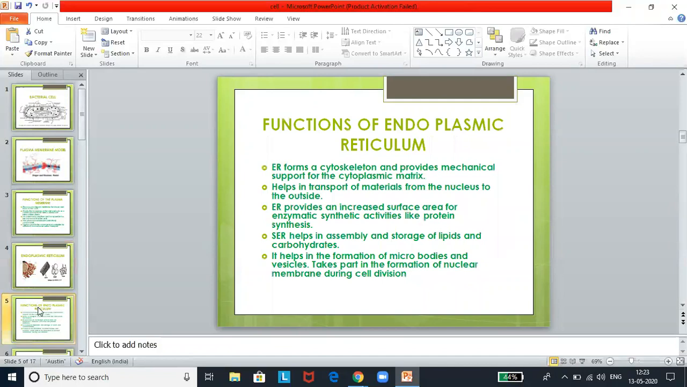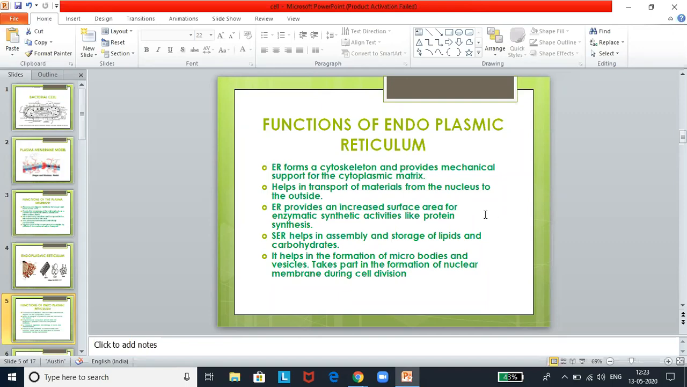Now let us look at the functions of endoplasmic reticulum. Endoplasmic reticulum forms a cytoskeleton and provides mechanical support for the matrix, helps in the transport of materials from the nucleus to the outside. Endoplasmic reticulum provides an increased surface area for enzymatic activities like protein synthesis.